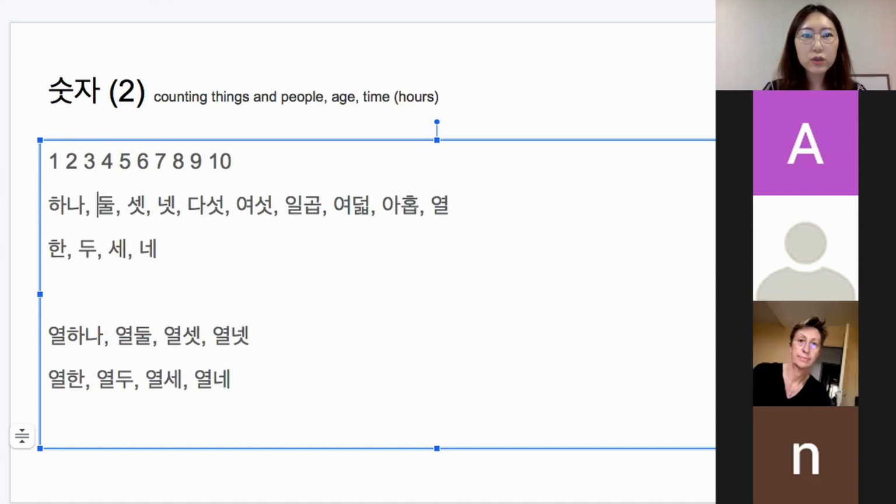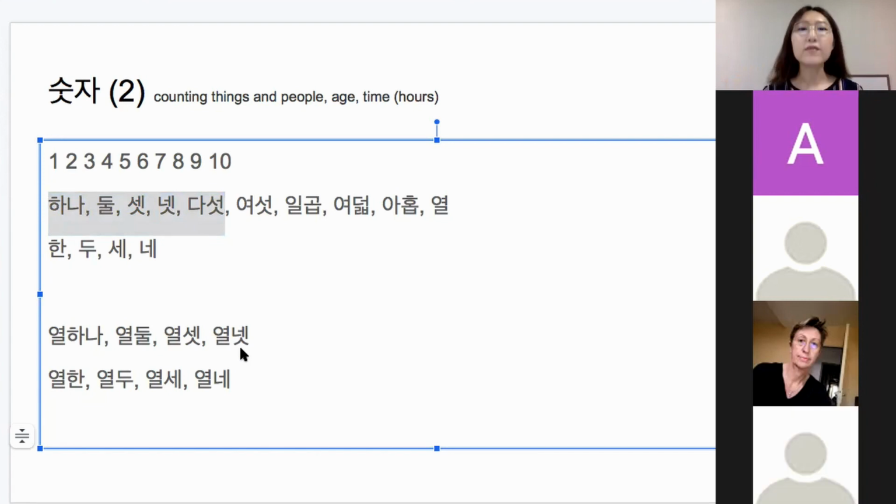하나, 둘, okay, I will read until 5. So 하나, 둘, 셋, 넷, 다섯. 하나, 둘, 셋, 넷, 다섯. Good. 하나, 둘, 셋, 넷, 다섯.